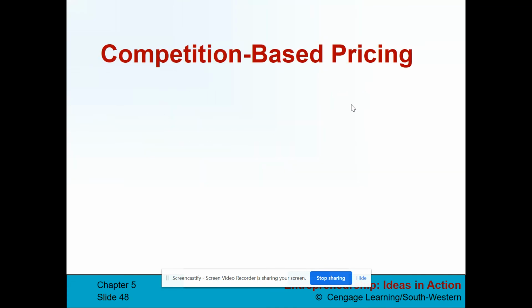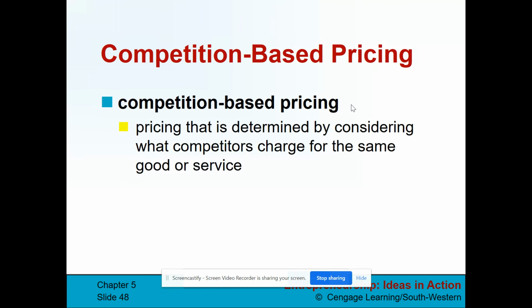Let's look at competition-based pricing. Competition-based pricing is pricing that's determined by considering what competitors charge for the same good or service.